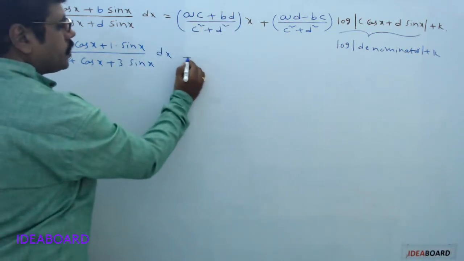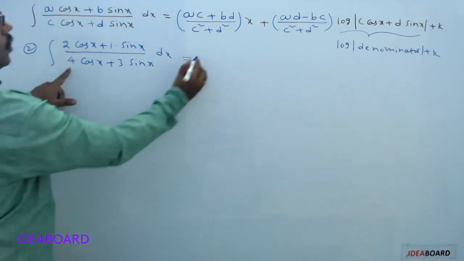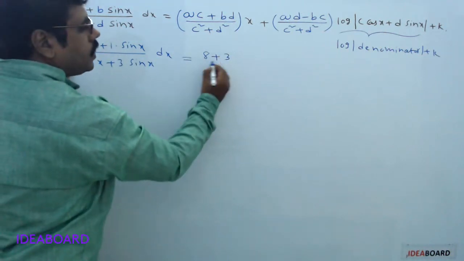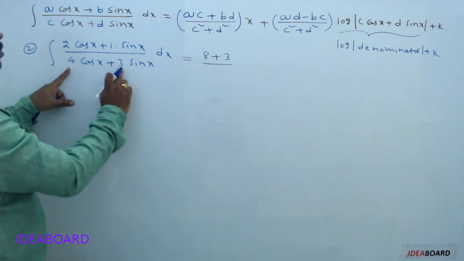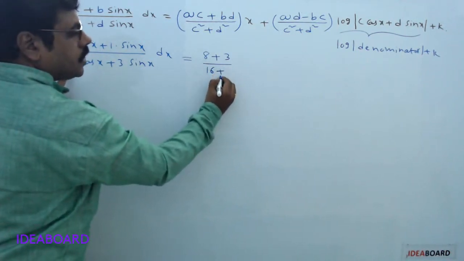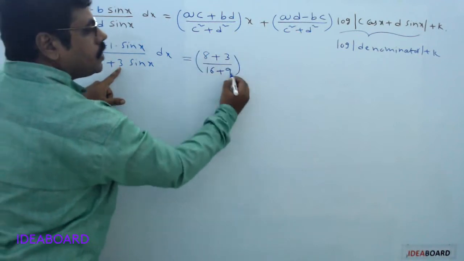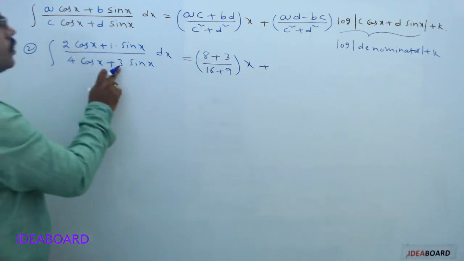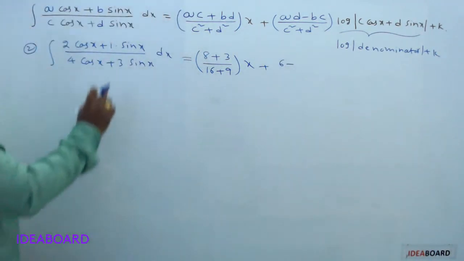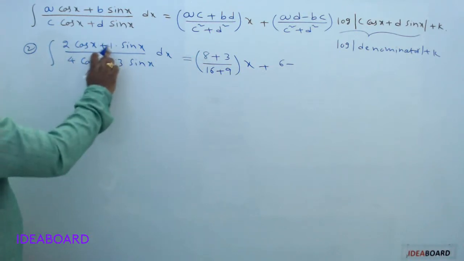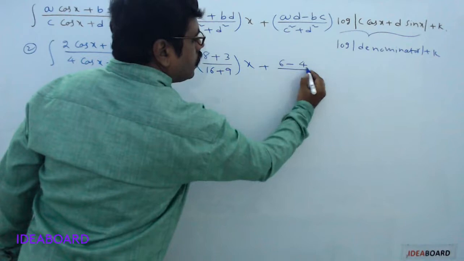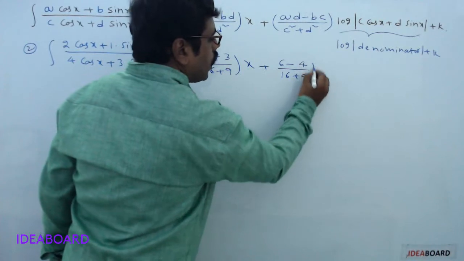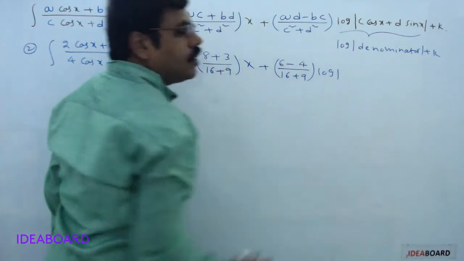So use this formula. This equals ac, 2 into 4, 8, plus bd, 1 into 3, 3, divided by c square plus d square, 4 square 16 plus 3 square is 9, into x, plus ad, 2 into 3, 6, minus bc, 1 into 4, 4, divided by c square plus d square, 16 plus 9, into log mod denominator.